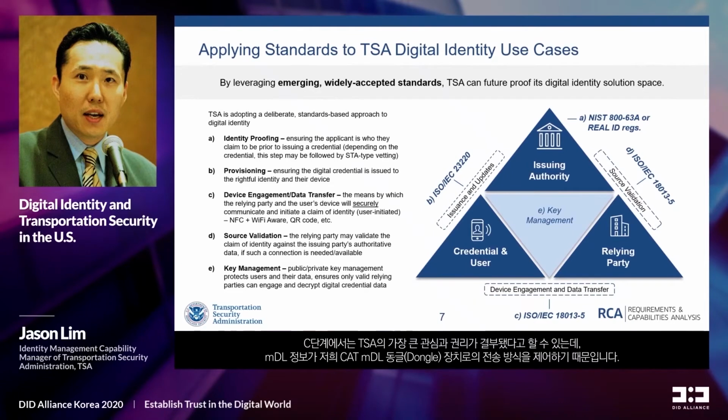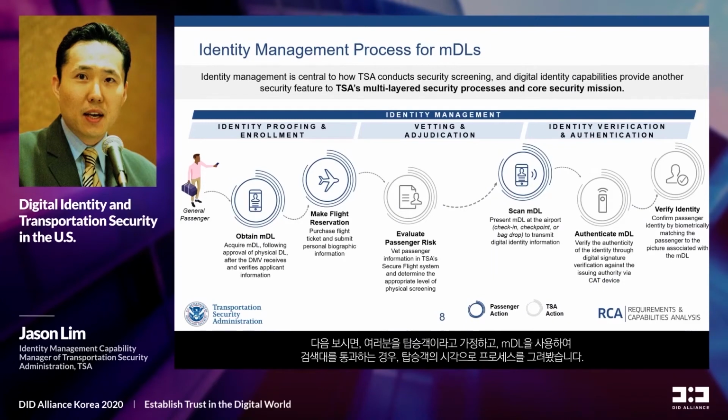Step C is where TSA has the most equity since it governs the way that MDL information is transmitted to our device, which we call CAT, and the MDL dongle we're actually developing right now to consume this digital identity information. Step D also contains TSA equity because it goes to how TSA can authenticate that the MDL is legitimate by using the public key, distributed by the issuing authority, in this case, the state's DMV. So, moving on to the next slide.